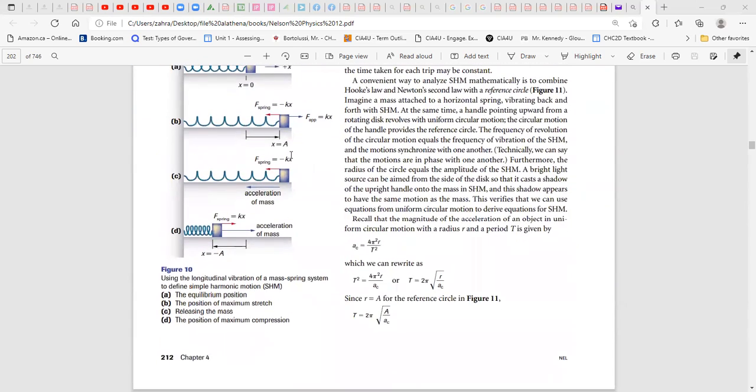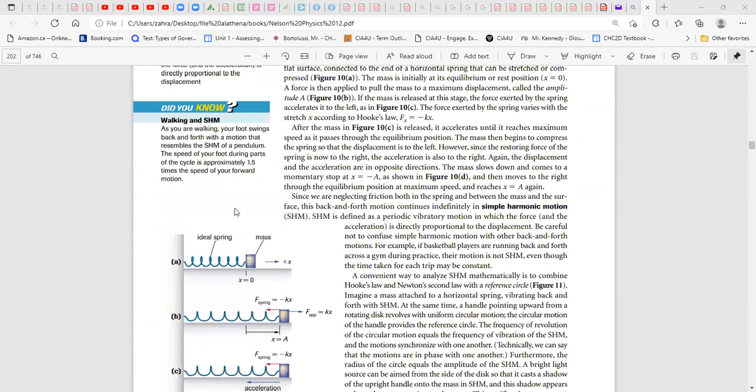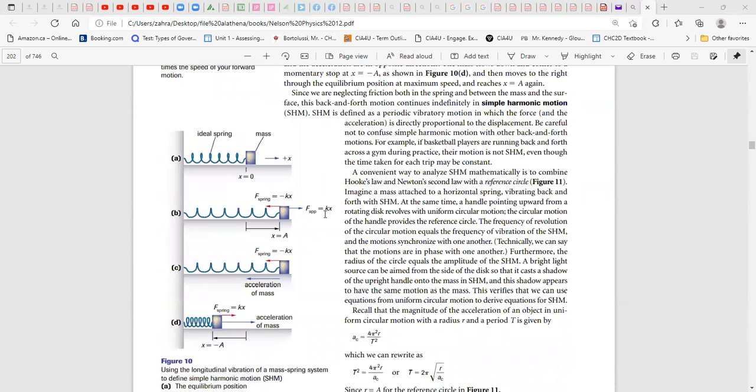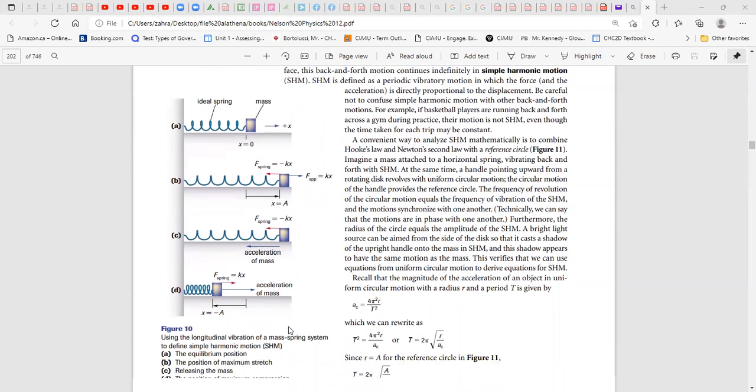In simple harmonic motion, you compress or stretch the spring and then let it go. When you let it go, it will oscillate back and forth around the equilibrium. You stretch it, you let it go, it goes back and completely compresses, and then this oscillation will continue if there is no friction.